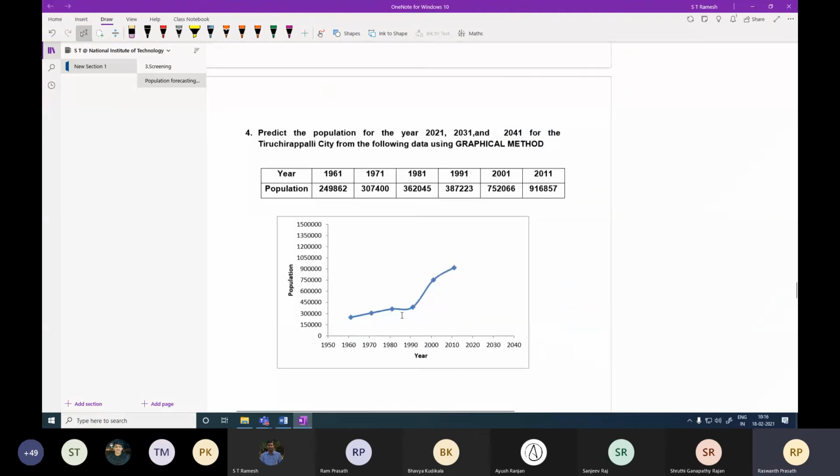Yes, sir. And the fourth one is the graphical method. What do you do? Now you have data of 61, 71, 81, 91, 2000 and 2011, and you plot a graph and just project the same trend. And you can now take down what will be the population in 2021, 2031 and 2041. Is it fine? Extend the trend in a dotted line and find out what will be the population. Is it okay? Fourth method.